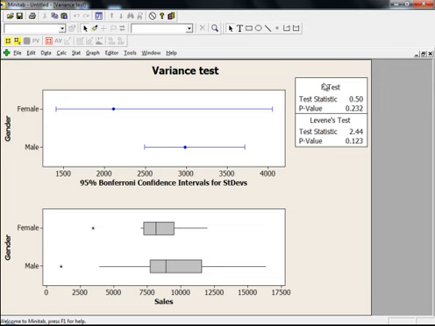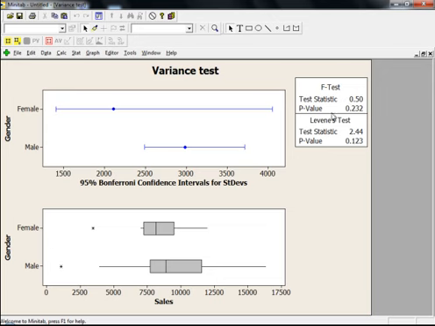If your data is normal, then you would look at the p-value of the F test or Bartlett test, and then you will decide whether you should go with the null hypothesis or the alternate hypothesis. If your p-value is greater than 0.05, you would go with the null hypothesis, and if your p-value is smaller than 0.05, then you would go with the alternate hypothesis.